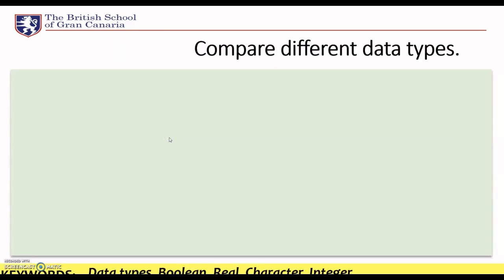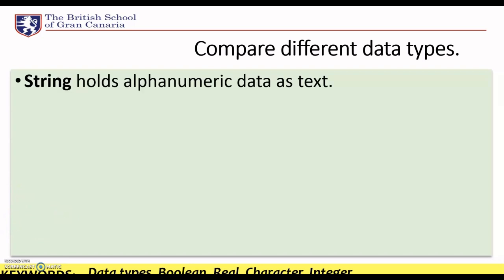Right, now comparing different data types. We can see the keywords at the bottom here. We've got Boolean, real, character and integer. Boolean is basically true or false. Now we've used string, and we know strings basically can hold anything, so they can hold data as text. You can put anything you want in there, symbols, characters, numbers, anything. As long as they're in the speech marks, they basically become a string.